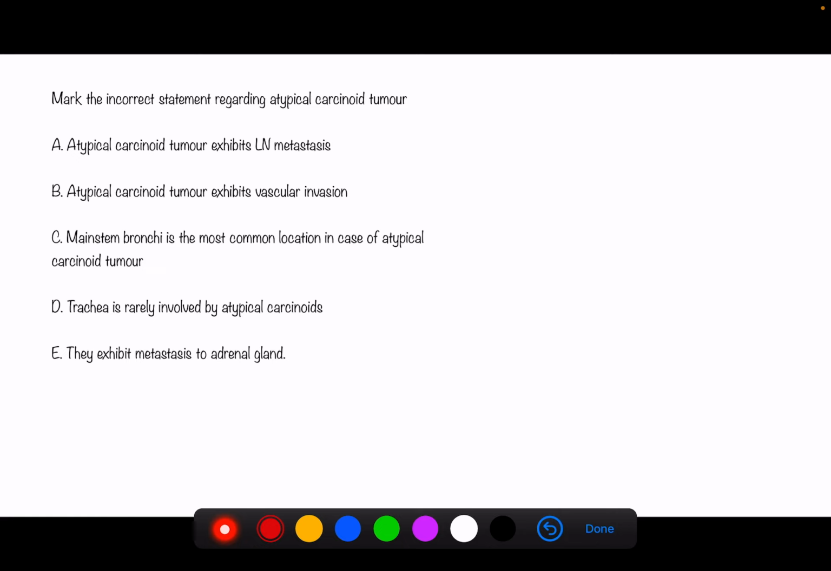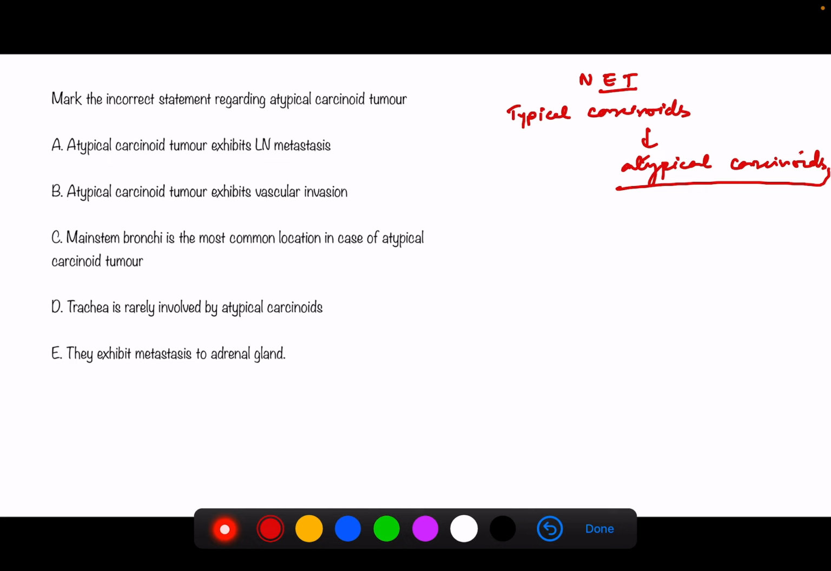Moving on to the next question, we have to mark the incorrect statement regarding atypical carcinoid tumor. As I have said, neuroendocrine tumors have this spectrum starting from typical carcinoids to atypical carcinoids. These atypical carcinoids have certain peculiar characteristics.